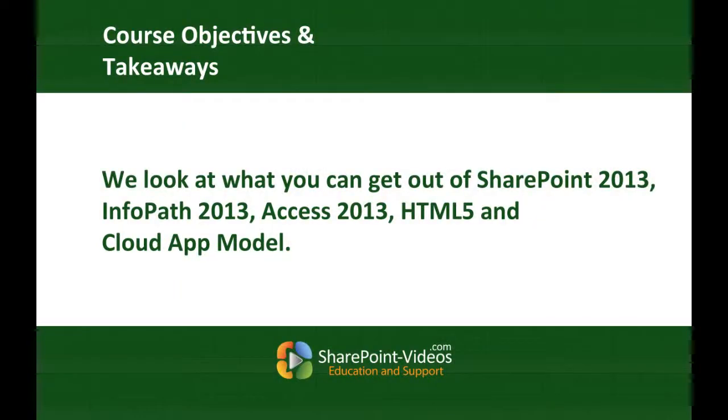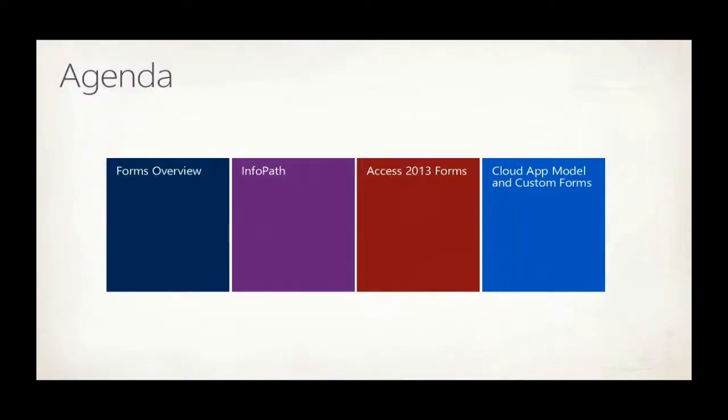We will begin with just sort of an overview discussion, which will include some strategy stuff. And then we essentially will break the technology components down into three modules of varying length. The first one being very focused on InfoPath, and then moving into one of the newer options, which is Access 2013 form services.